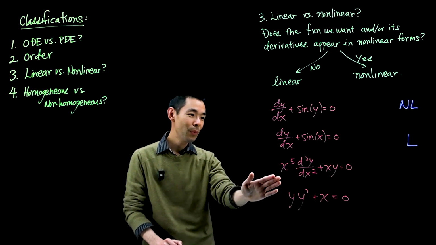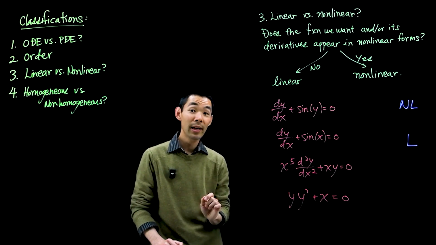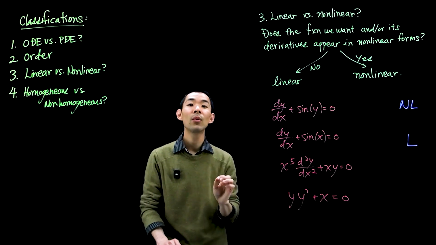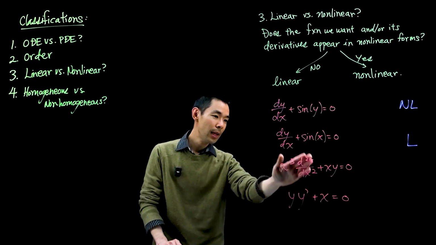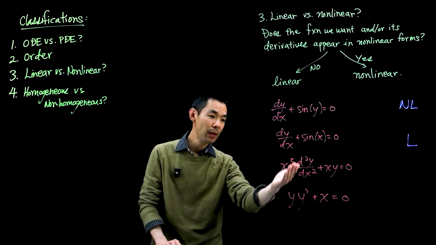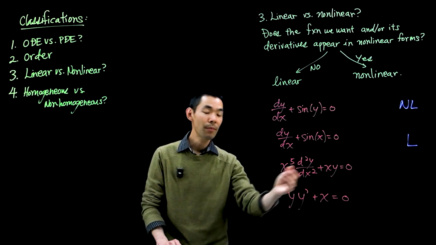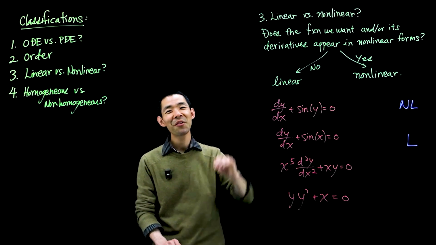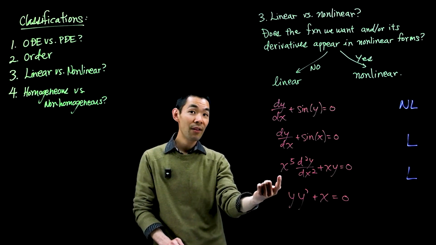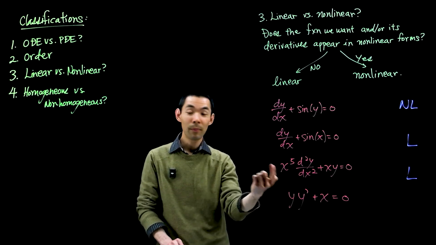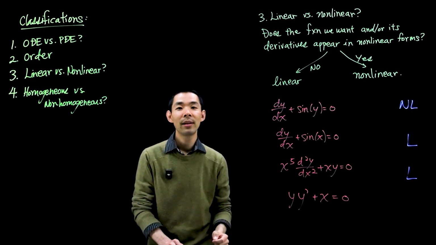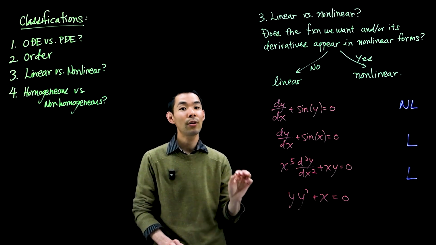Next example, down here, we have x to the fifth, d squared y/dx squared plus xy is equal to 0. Again, focus only on the function you want, which is y. So y appears as a derivative here, which is fine because a derivative, again, is a linear operator. This appears in a linear form. The second term, x times y. y is in a linear form. Therefore, this equation is a linear differential equation. Again, you can have x to the fifth, which is nonlinear, but we don't care because x is an independent variable. And you can have x to the fifth multiplied against d squared y/dx squared. It's still a linear term.